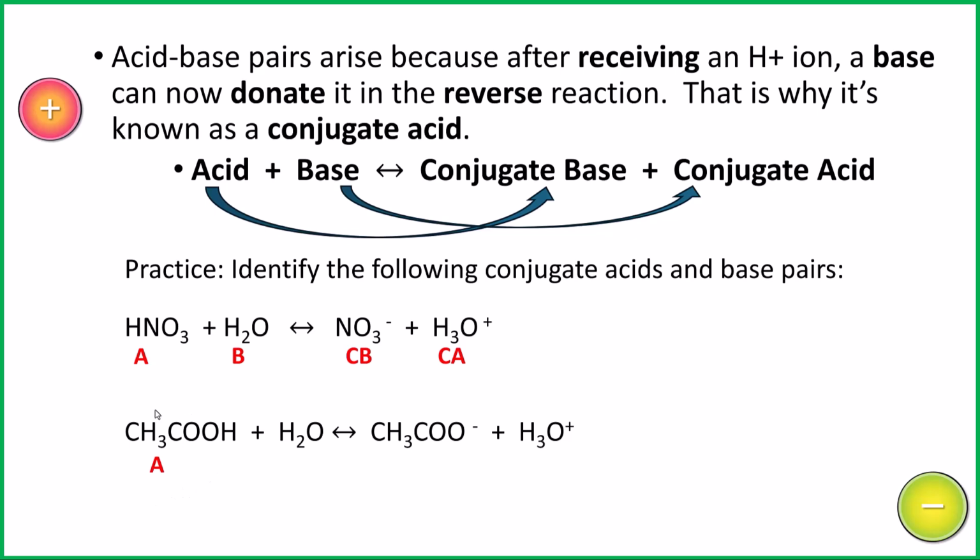Okay, so this is acetic acid. This is our acid. It has a hydrogen ion at the end, a hydrogen atom that's going to be donated. So that's our acid. Water will be our base, our hydrogen receiver here, and that makes this resulting ion our conjugate base, and the hydronium ion our conjugate acid.